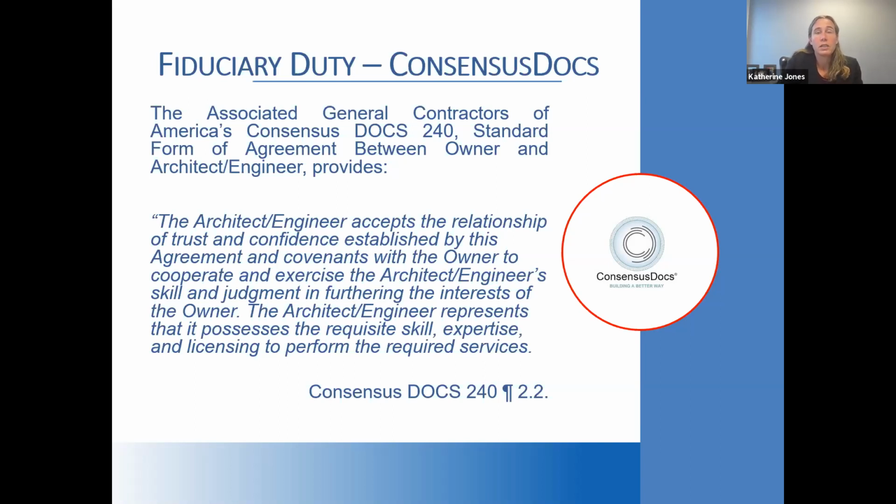This is just an example, but you can see it in a bunch of different contracts. If you look at consensus docs, the 240 standard form between the owner and the architect engineer, you'll see the architect engineer accepts the relationship of trust and confidence established by this agreement, and covenants with the owner to cooperate and exercise the architect engineer's skill and judgment in furthering the interests of the owner. The architect engineer represents that it possesses the requisite skill, expertise, and licensing to perform the required services.